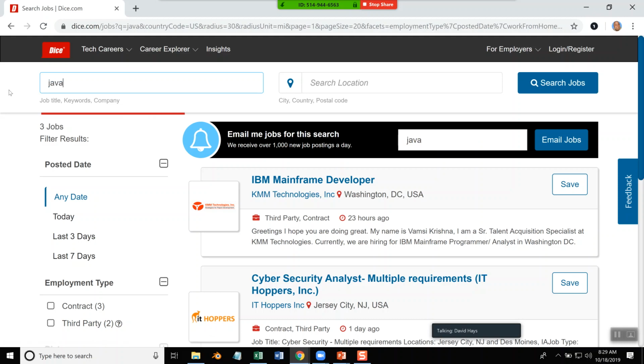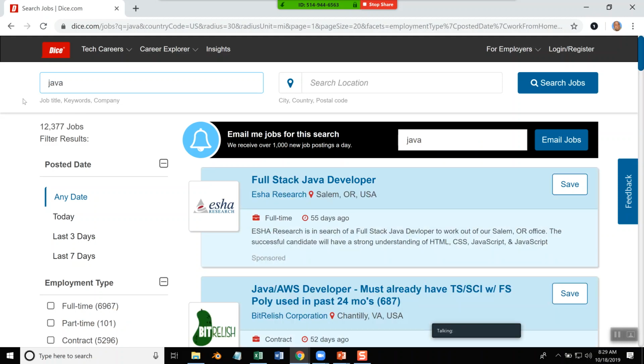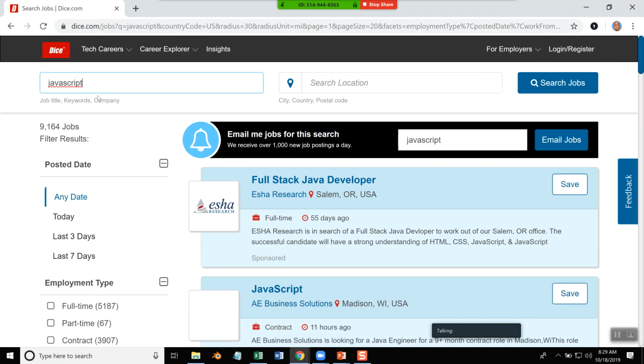Java has 12,377 jobs. So 12,000 jobs. JavaScript has about 9,000 jobs. JavaScript is way up there. And that's what we're learning this semester, programming in JavaScript. HTML.